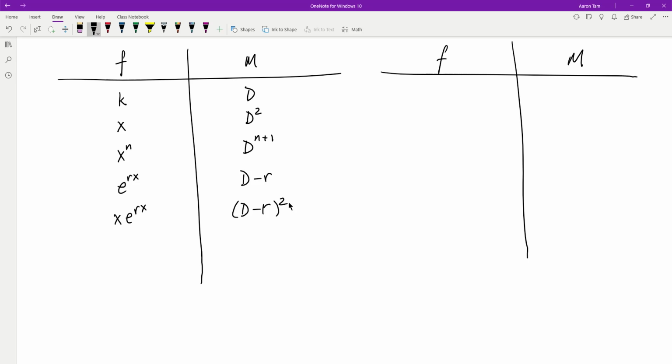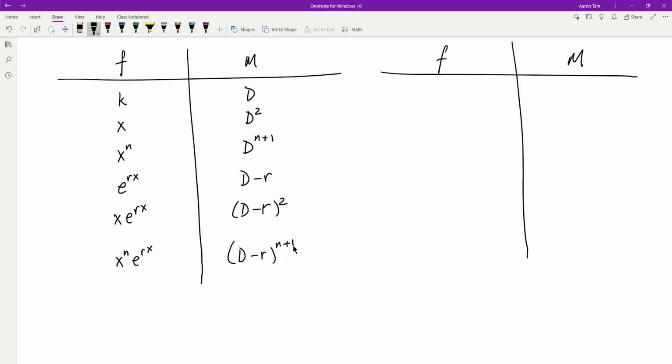And of course, we can expand this to what happens if you have x to the n e to the rx. That would be D minus r to the n plus 1. So this table basically deals with the constant or power function, which is x to the power, the exponential function, e to the rx, and the exponential times power function, which is like x to the n e to the rx.